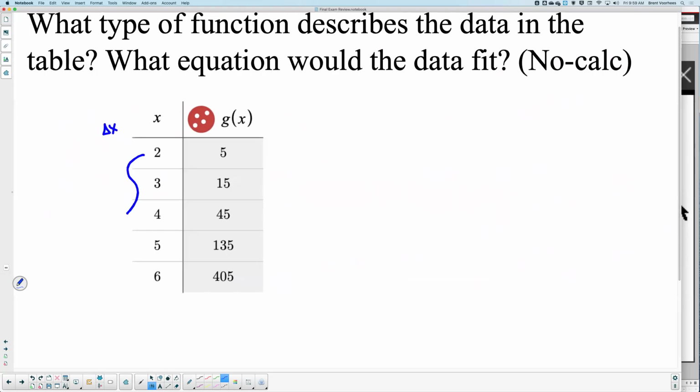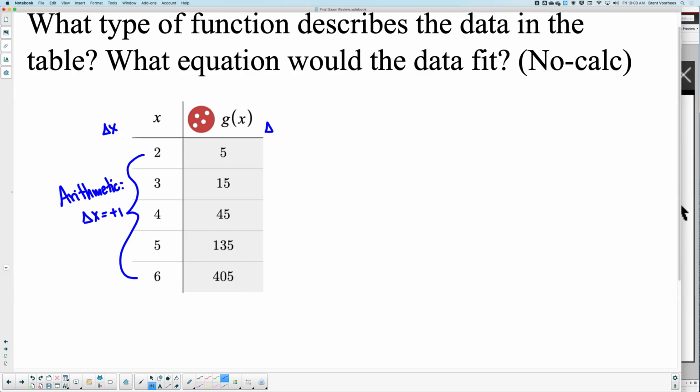Delta x all the way down is adding by 1. Okay, if it's adding by 1, is it arithmetic or geometric? What do you know right now this cannot be? What type of function can it not be? It absolutely cannot be logarithmic, because logarithmic has to be geometric there.